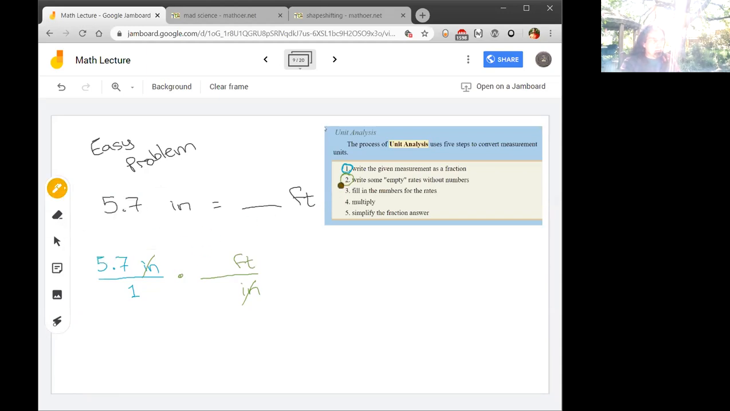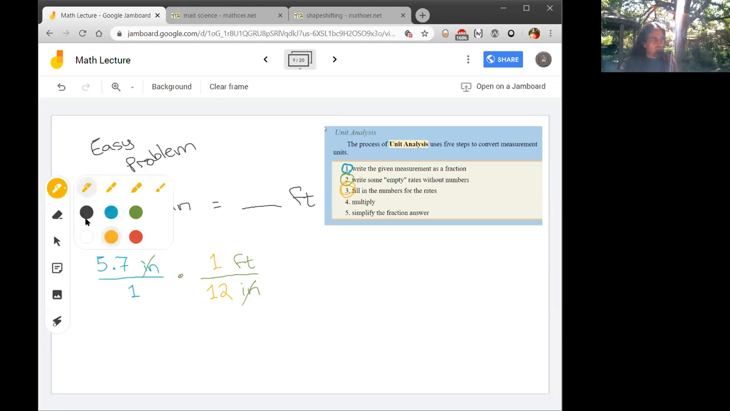Third, I'm going to put the numbers in, and this is just so I don't have to erase as much if I made a mistake. But I know that 1 foot is 12 inches. Fourth, I'm going to multiply. How do I multiply fractions? I multiply across the top and bottom separately.